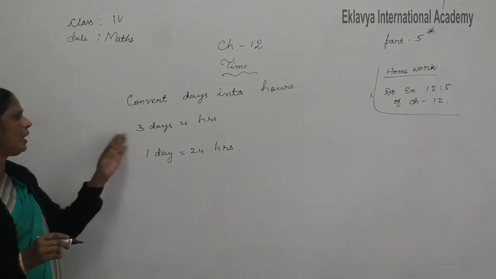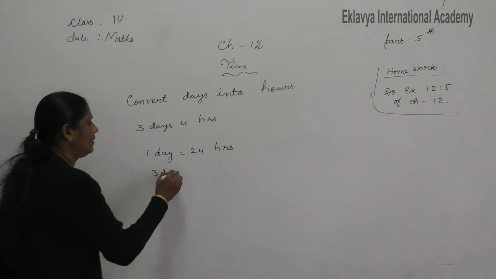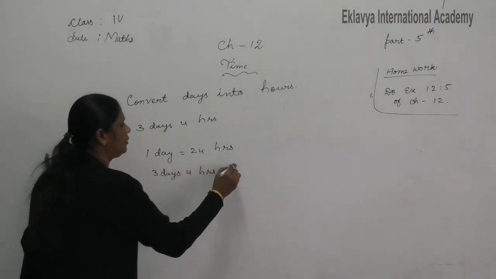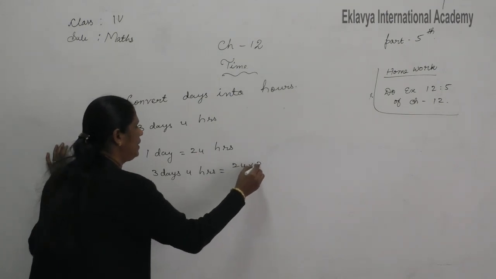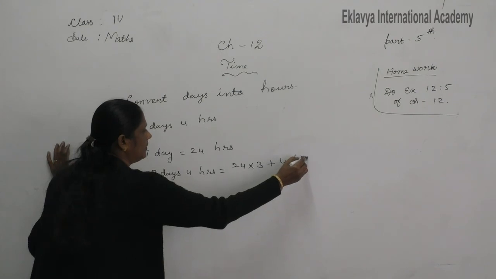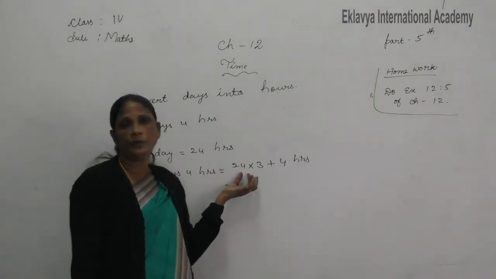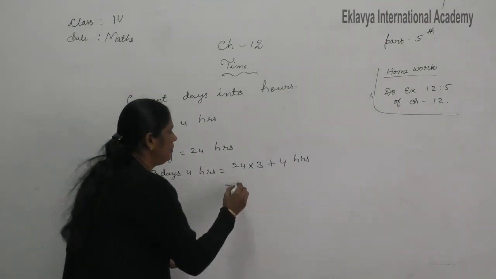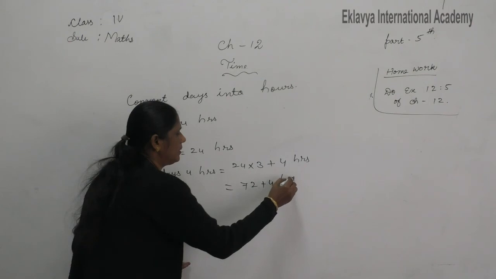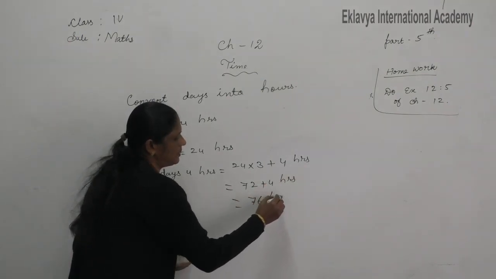Therefore, we have 3 days, 4 hours, which is equal to 24 into 3 plus 4. 24 threes are 72, 72 plus 4 hours is equal to 76 hours.